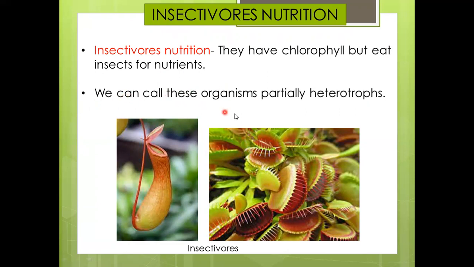We can call these organisms partial heterotrophs. These organisms are known as partial heterotrophs because they eat insects for food and also perform photosynthesis. In these plants, let's take this pitcher plant as an example. Its leaf is modified into this pitcher for nutrition, which means that one part of them is modified to eat these insects.